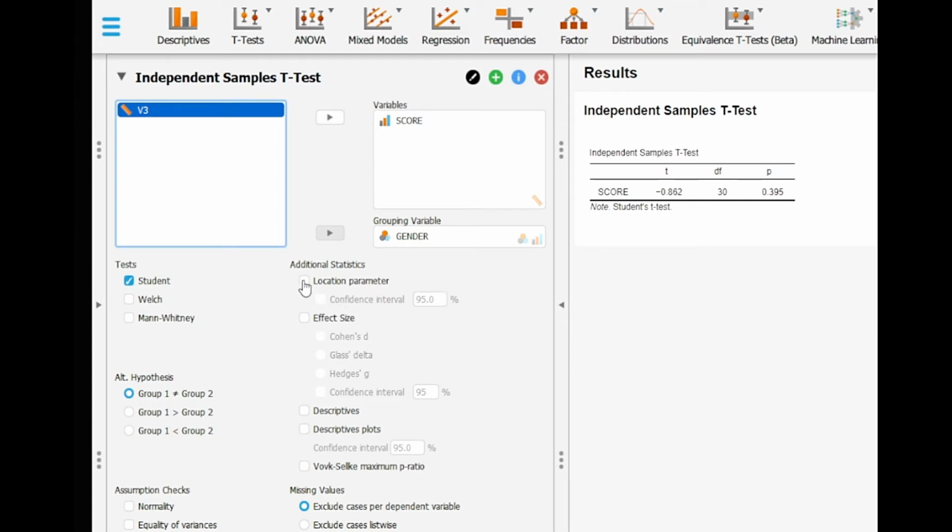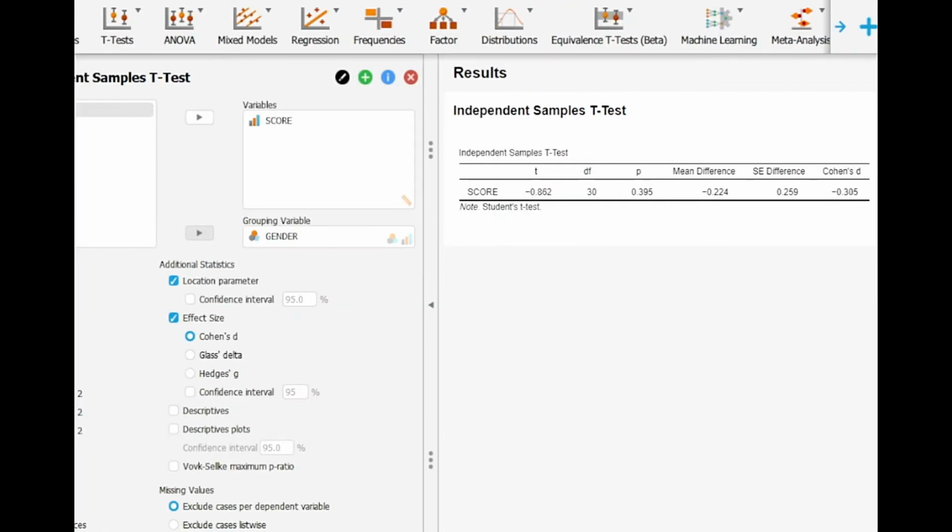Then if you're going to determine the location parameter and the effect size, use the Cohen's d. I'll just maximize the screen so you can see the result and Cohen's d. I hope it's clear.